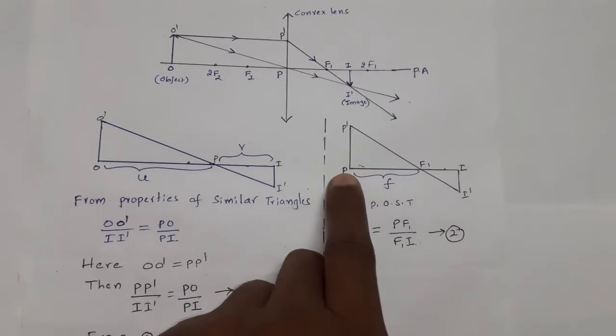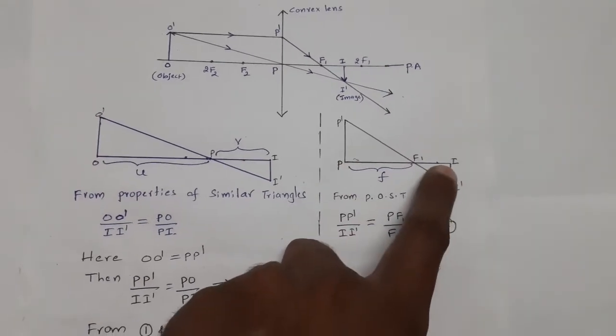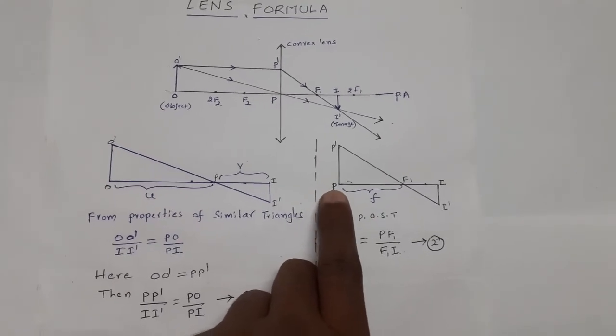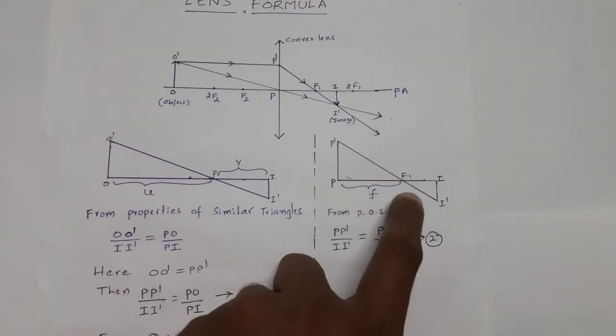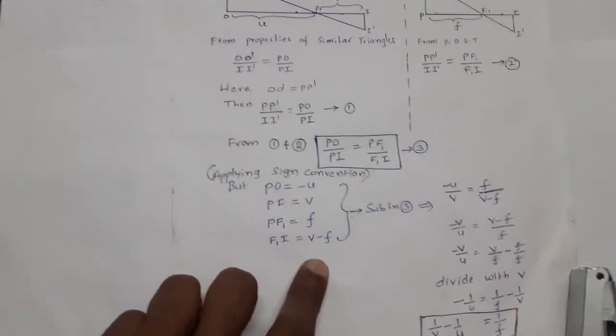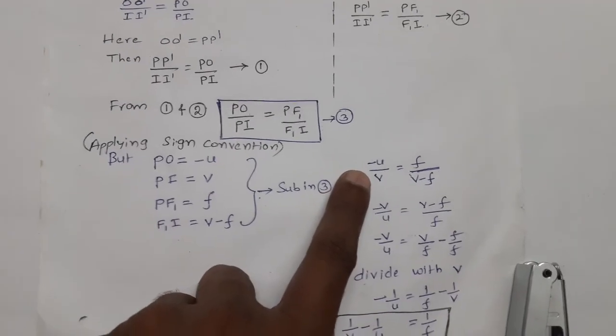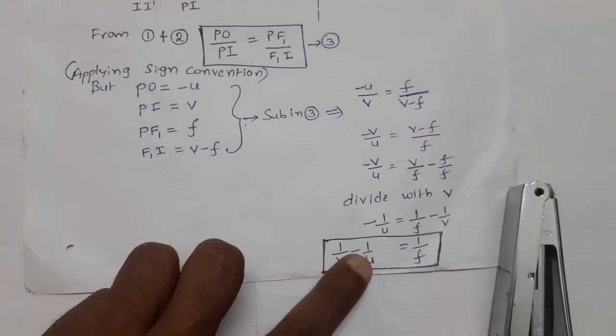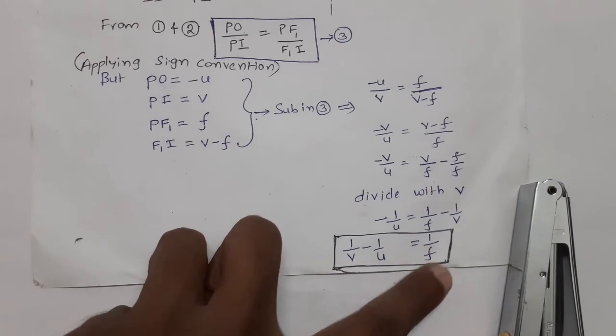But this distance PI is V, that is the image distance, and the focal length is PF1. So you can get F1I is V minus F. Now substitute in 3, you can get 1 by V minus 1 by U is equal to 1 by F. This is the lens formula.